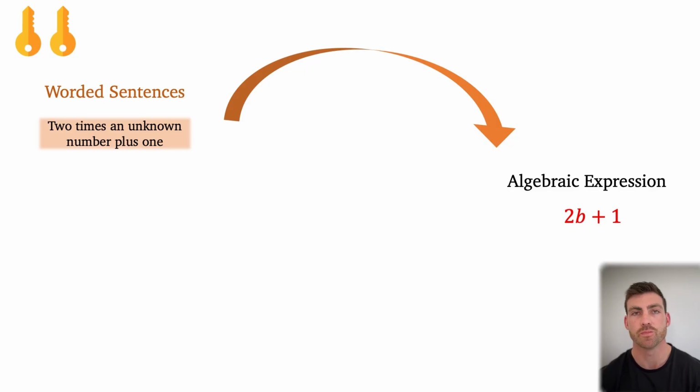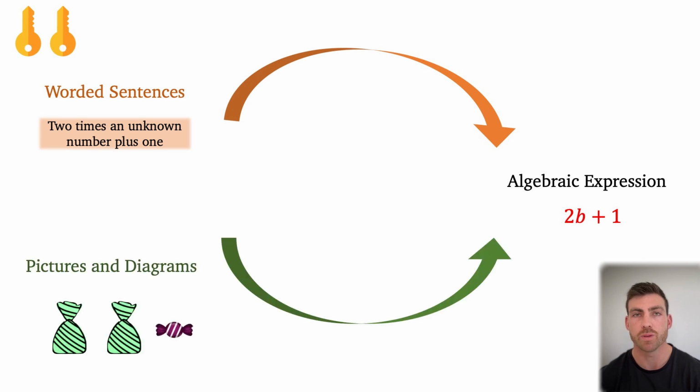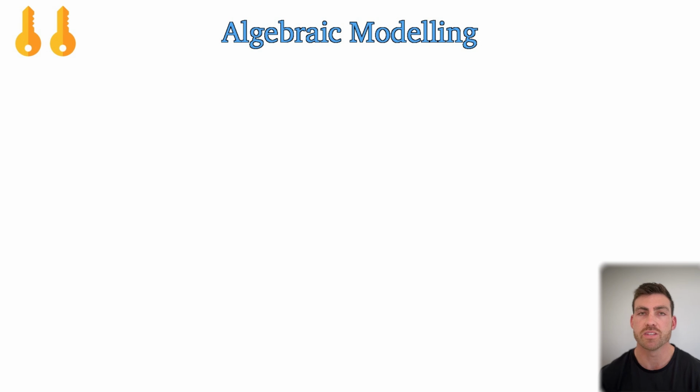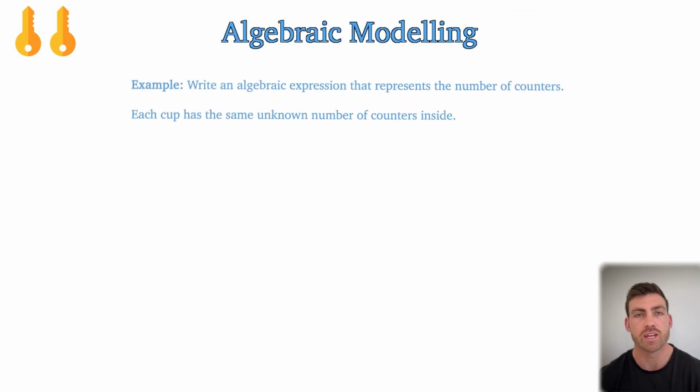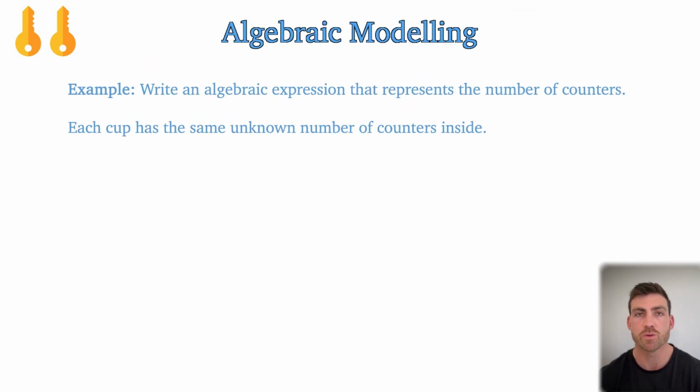In lesson 2, we translated words to algebra. Now we want to go from pictures and diagrams to algebra. Let's start with a simple problem. Write an algebraic expression that represents the number of counters. Each cup has the same unknown number of counters inside. We first need to pick a letter that represents the unknown number of counters in the cup.